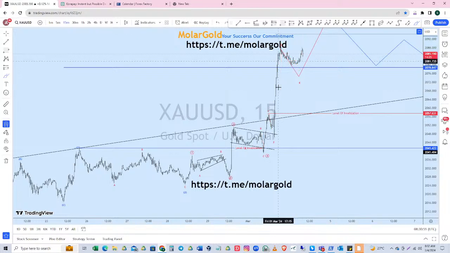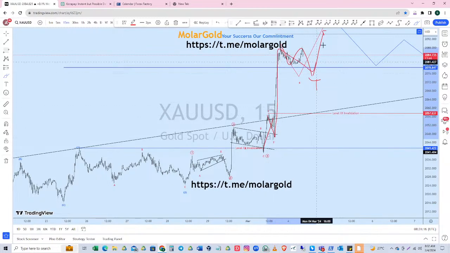What I'm thinking is that gold should do something like this, an expanded flat, something like this. Then we go for the red degree. Then this will be our wave 4, and that will be our wave 5. Okay. Then we are done with the red cycle, which is this one. We are done with that.